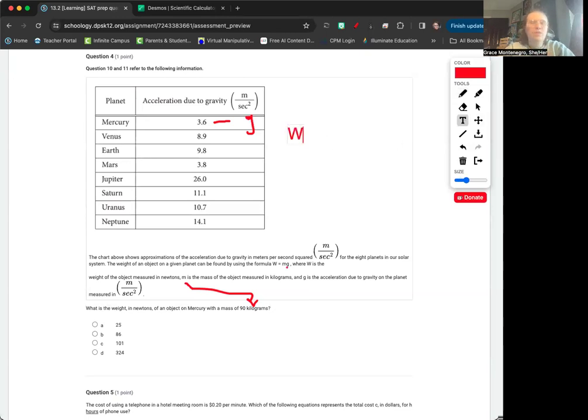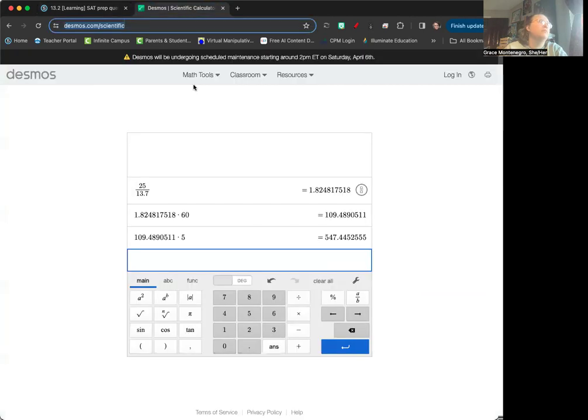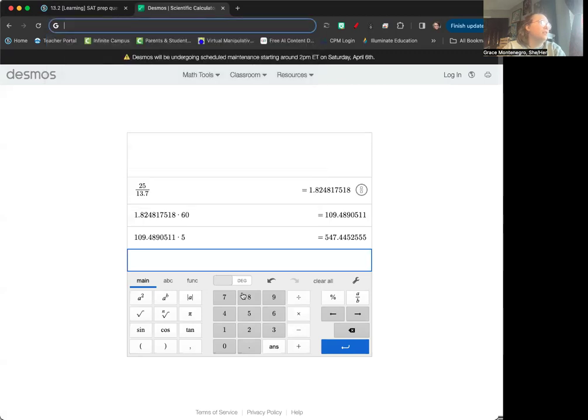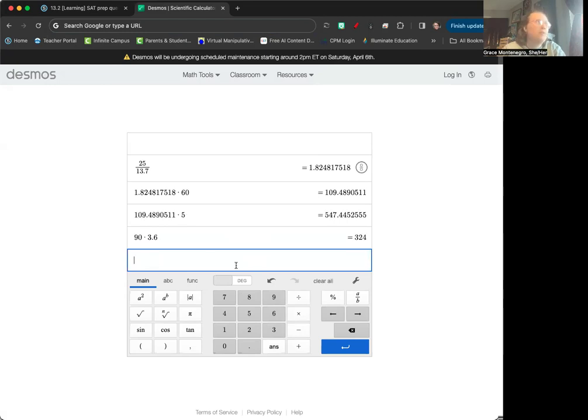Okay, so W equals mg. W is weight. We are asked weight, so question mark. M is the mass of the object in kilograms. They told us that mass is 90 kilograms. G is the acceleration due to gravity on that planet. We're on the planet Mercury, so it's 3.6. So we just need to multiply 90 by 3.6. Let's do it in this calculator. There we go. 324.